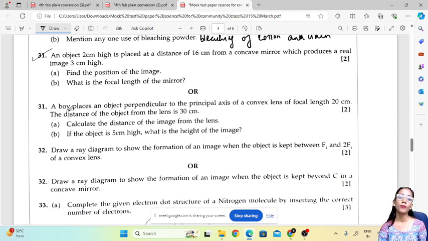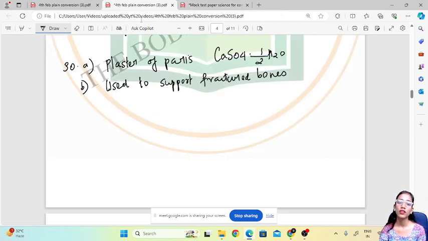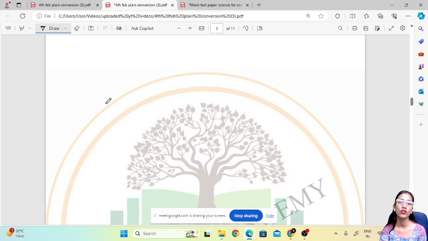So first of all, this is a numerical problem. An object 2 cm high is placed at a distance of 16 cm from a concave mirror which produces a real image 3 cm high. Okay, while solving the question, it is very important first of all to write down what is given. Okay, 31st question. First of all, write which mirror it is. The mirror they have said is a concave mirror.